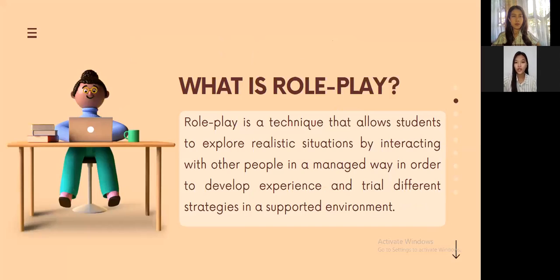What is role play? Role play is a technique that allows students to explore realistic situations by interacting with other people in a managed way in order to develop experience and trial different strategies in a supported environment.